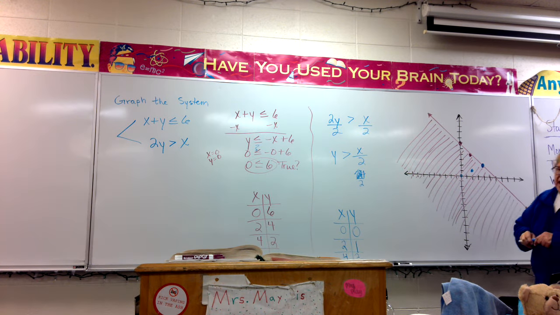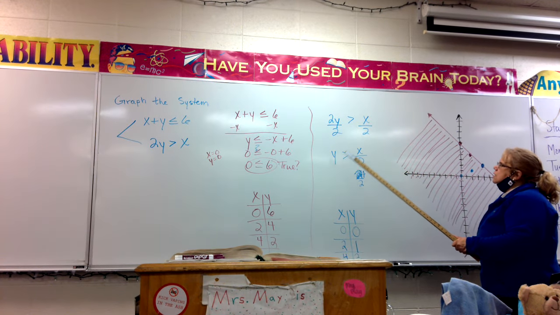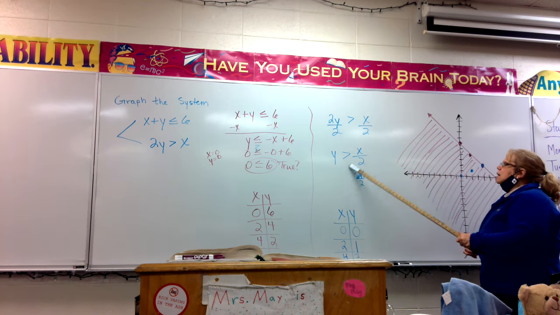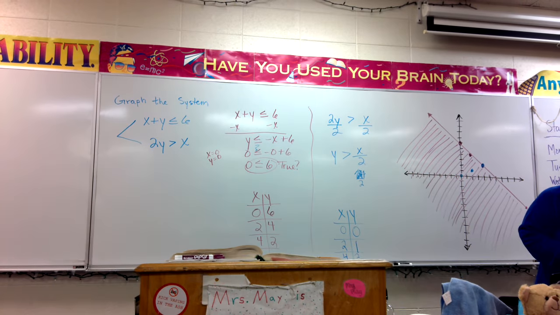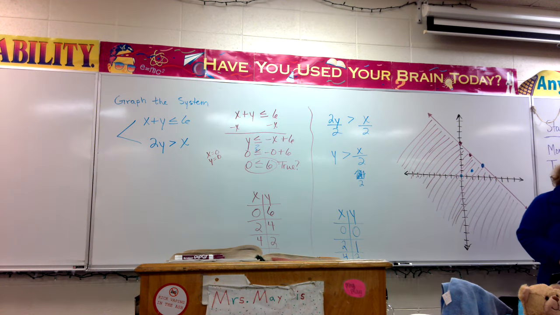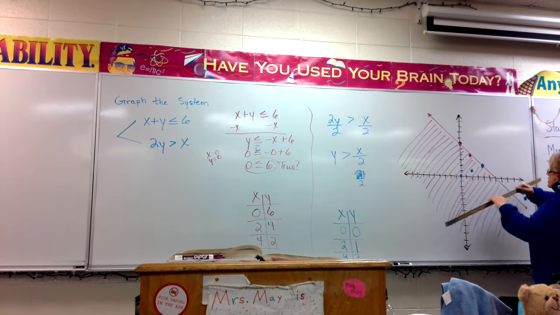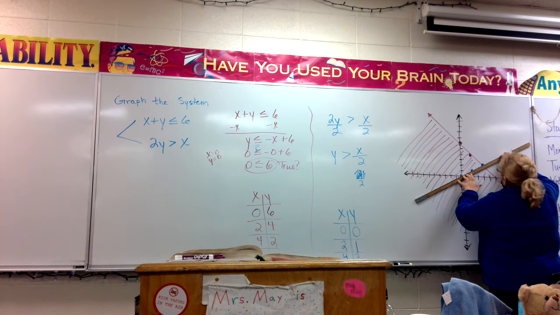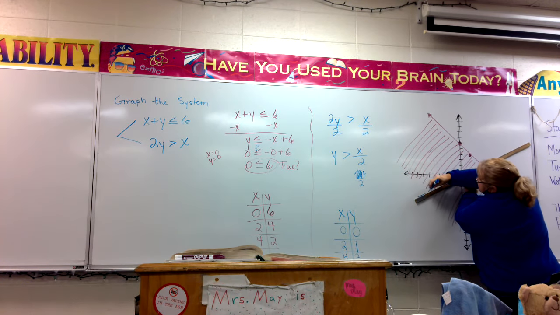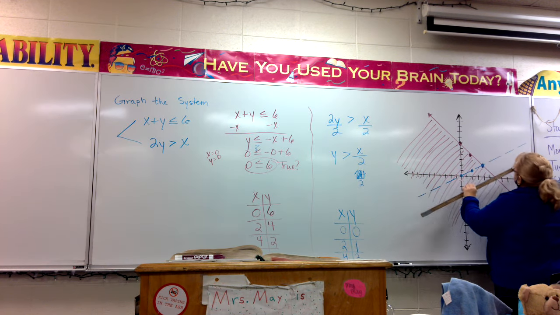Now what? We're going to connect it. What kind of line should I use? Solid or dotted? Dotted, because it doesn't have an equals. If it has an equals, solid. If there is no equals, dotted. So watch me. Let go of the ruler. There we go.